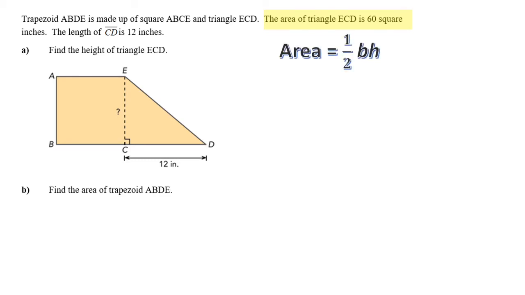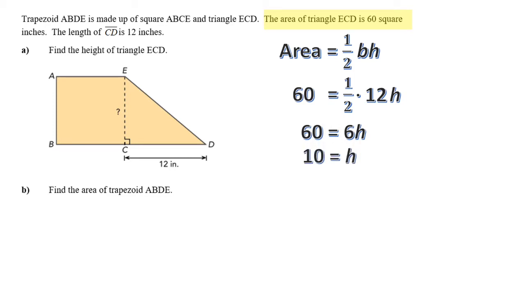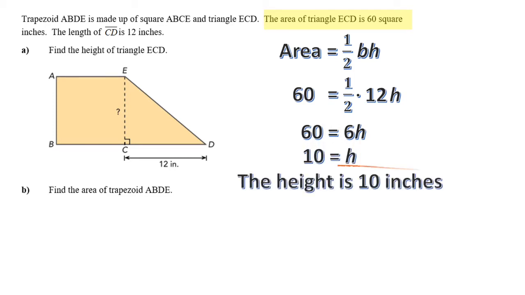So I know that the area was 60, and then I would do half of base times height. We know that the base is 12, and the height is the thing that we're trying to figure out. So now I'm just going to solve this equation. Half of 12 is 6, half of 12h is 6h, and then I'll just divide by 6, and I get that h is worth 10. So the height of that triangle is 10 inches.